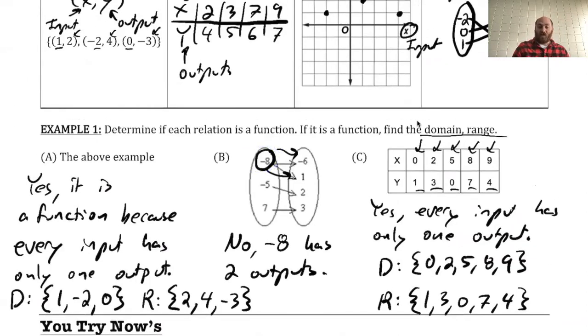All right, so that's it for today. Again, the goal today is that when we look at a relation, it's a comparison, a mapping of 2 sets of things. When we look at our numbers, to be a function, every input can only have 1 output. Okay, that's it for 3A.